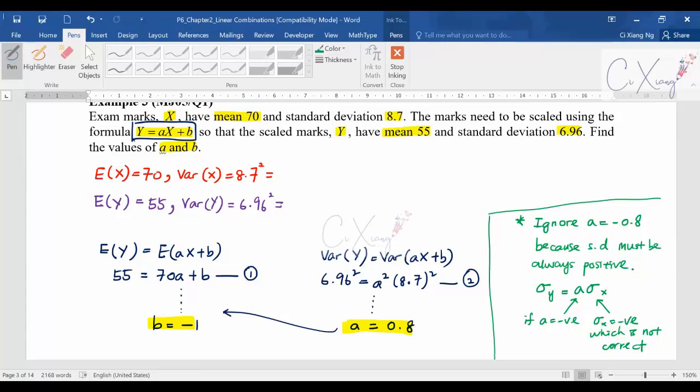Next video we are going to discuss slightly harder examples, like how you are going to combine two variables together, like combine x and y together, like 2x plus y, 3x minus y, and so on.